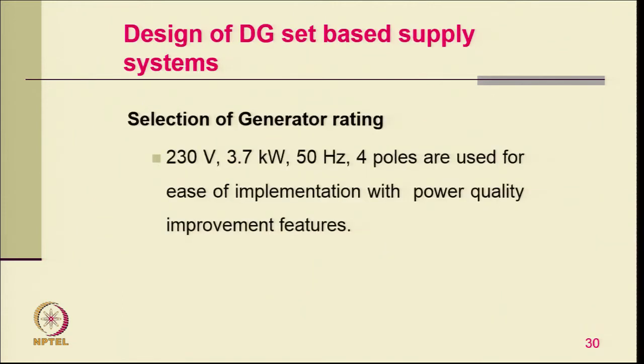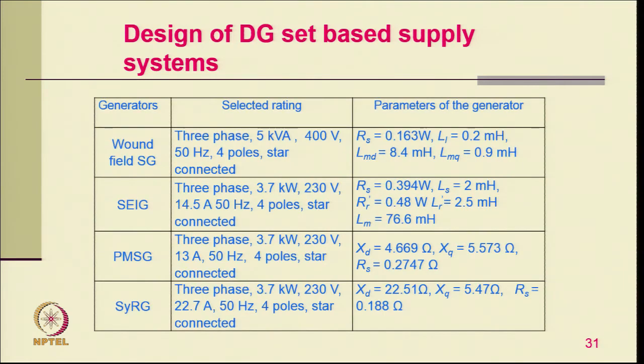So, now coming to the design part of the DG set, we have taken a typical case study of a 3.7 kilowatt, 230 volt, 50 hertz, 4 pole machine for the power quality improvement features. These are all 4 generators: the wound field conventional synchronous generator, then the self-excited generator, then the permanent magnet synchronous generator and the synchronous reluctance generator. Their parameters are given here, with all the specifications as well as ratings, and the parameters that are important for that particular type of machine.